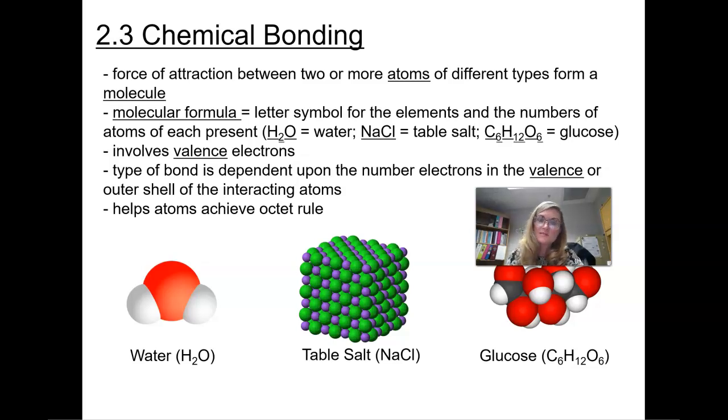With these, this is going to involve the valence electrons that help them bond and stick together. So the type of bond is going to be dependent upon the number of electrons in the valence or outer shell in the interacting atoms. And so that's what helps them achieve that octet rule.